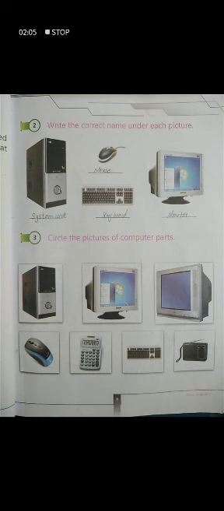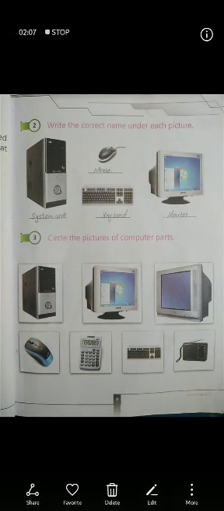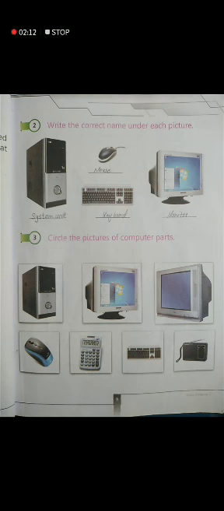Okay students, I hope you all understand this lecture. Learn this exercise with spelling and do it on your books.